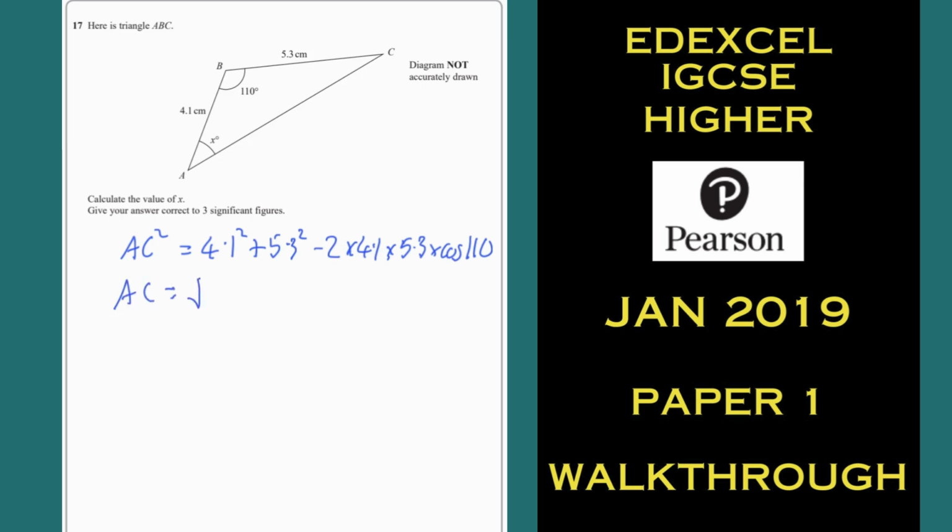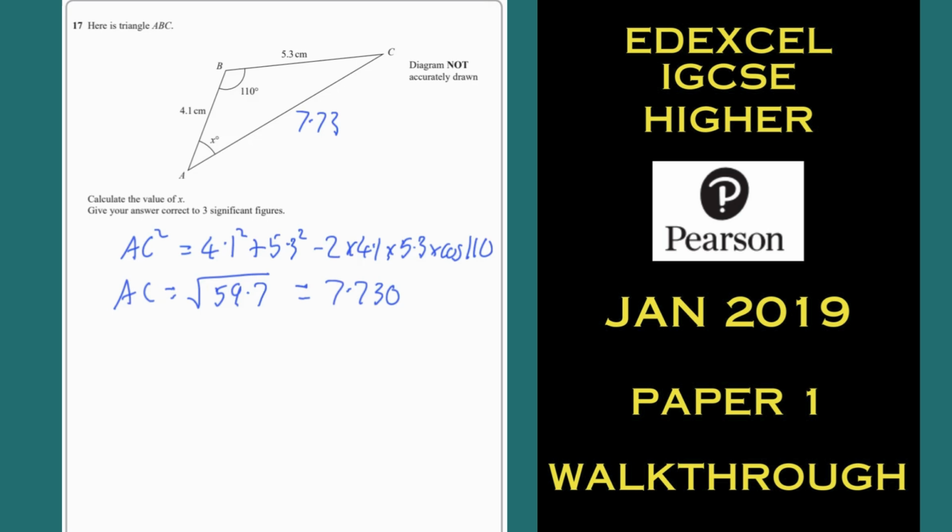I get 59.7-ish, when square rooted, 7.730. All right, 7.730. On it goes. Why does that help? Why do it? Because we need to find x.